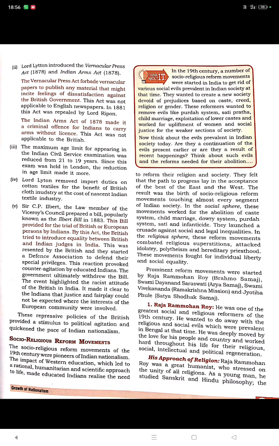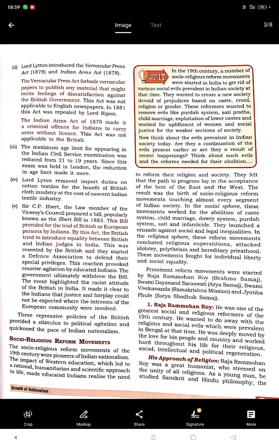Let's see the third one. The maximum age limit for appearing in the Indian civil service examination was reduced from 21 to 19 years. The maximum age limit means the age limit for appearing in the Indian civil service examination. The exam was held in London. The reduction in age limit made it more difficult.